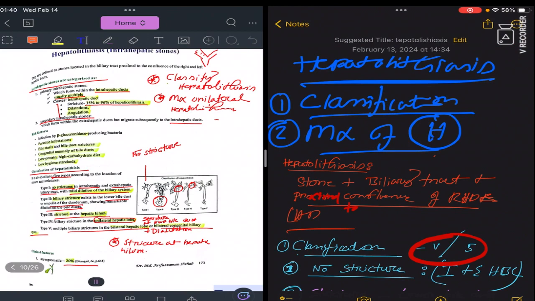So, today's topic of our discussion is hepatolithiasis classification and management. For the classification, what I have to know is that hepatolithiasis is defined as a stone located in the biliary tract, proximal to the confluence of the right and left.